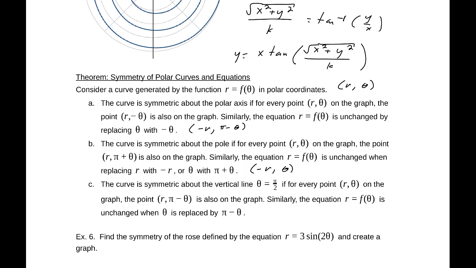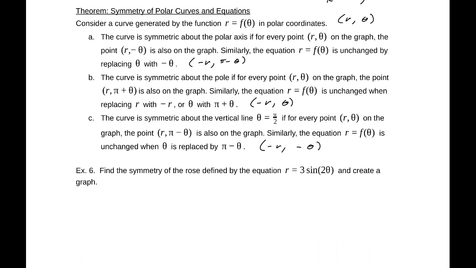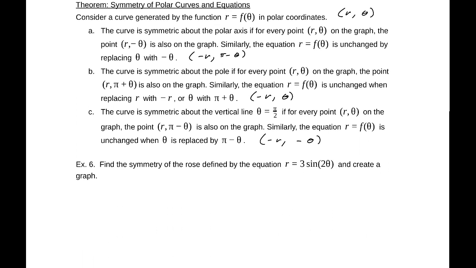Okay, so if the point (r, pi minus theta) is on the graph, and again, an alternate way to say that is what if (negative r, negative theta) is on the graph? So we're going to find the symmetry of the rose defined by the equation r equals 3 sine 2 theta and create a graph.